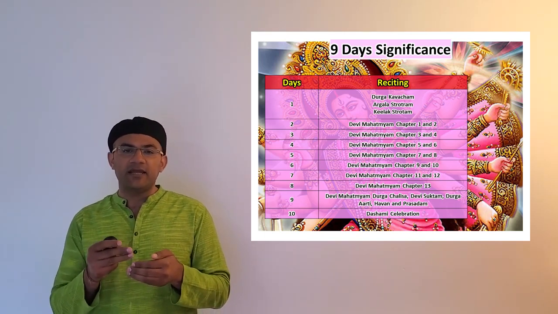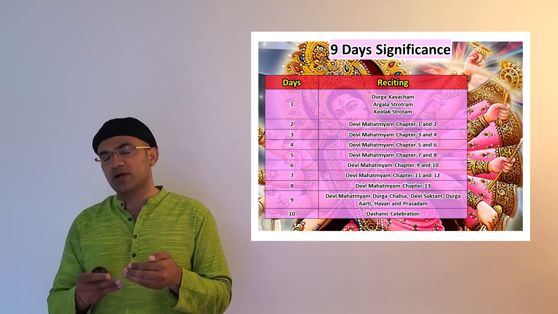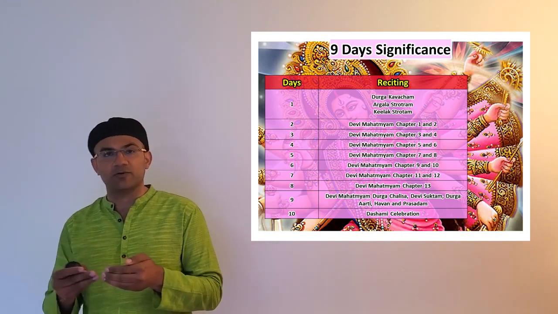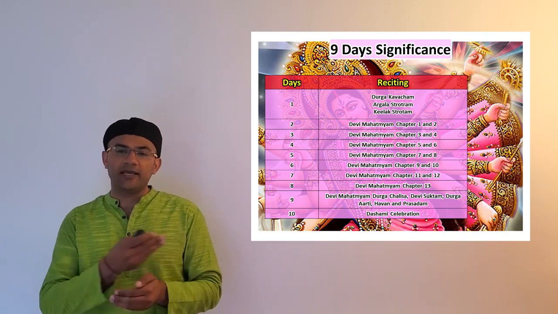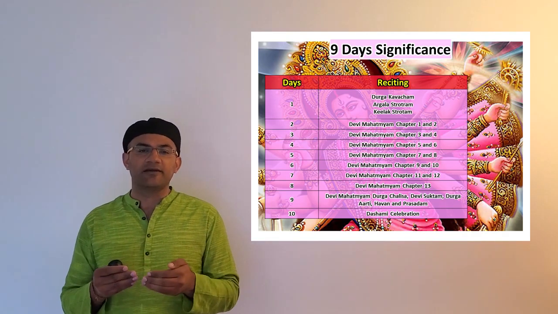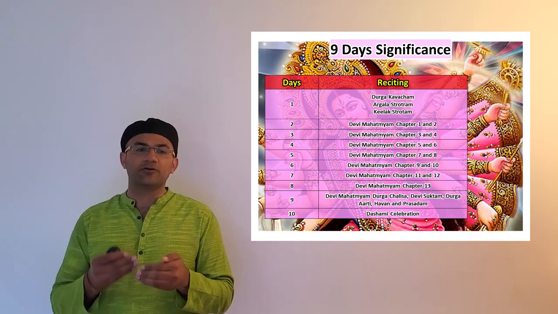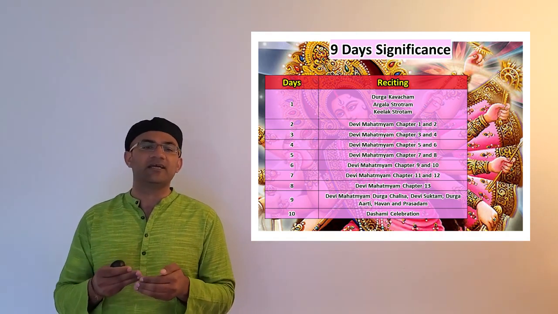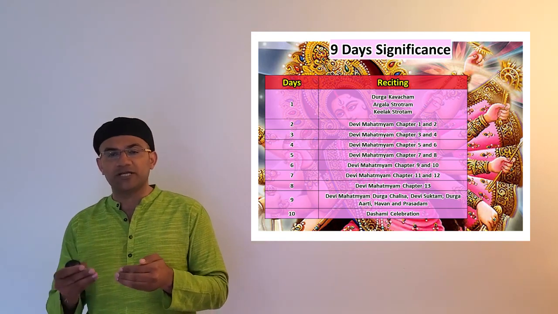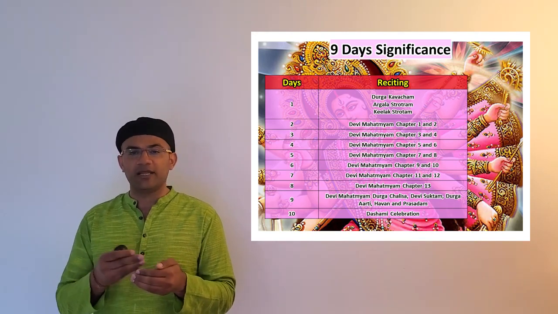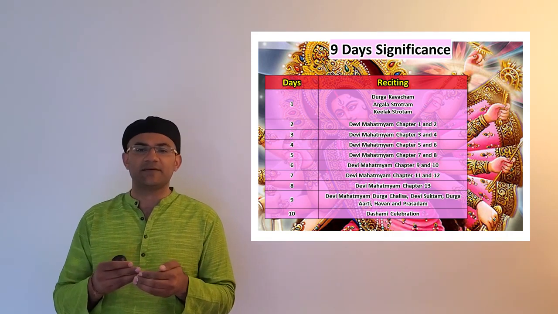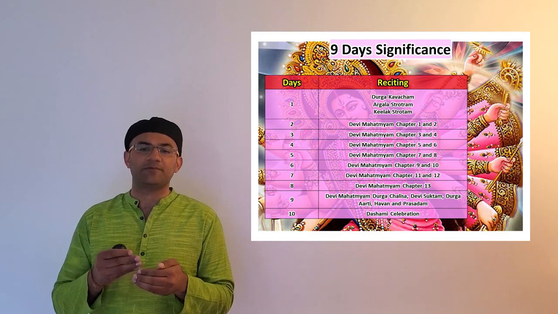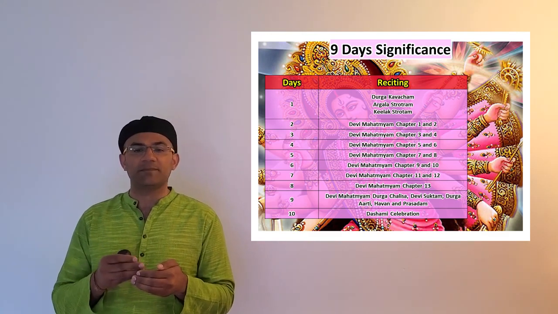And then from the second day onwards, you recite the Durga Mahatmyam, the Chandi part, or Durga Saptashati, the 700 slokas. So you're choosing chapters. Again, on the left hand side, it's clearly given as a list how it goes. From the second day, it goes Devi Mahatmyam chapters 1 and 2. Third day, chapters 3 and 4. Then on the fourth day, chapters 5 and 6. Fifth day, chapters 7 and 8. Sixth day, chapters 9 and 10. Seventh day, chapters 11 and 12. And eighth day, chapter 13.